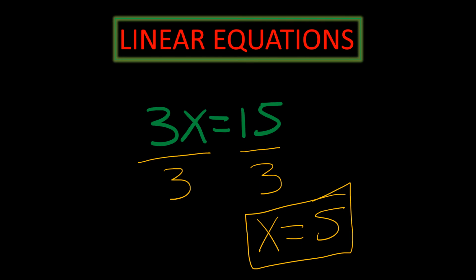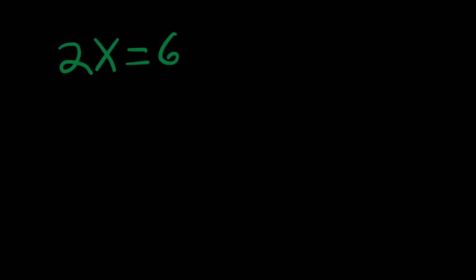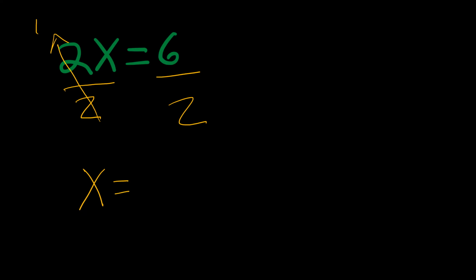Let's do some more problems. So now we have 2 times x equals 6. Because 2 and x are multiplied together, I'm going to have to divide by 2. And if I divide this side by 2, I have to divide this side by 2. So 2 divided by 2, this is going to go to 1. So I'll just be left with x on this side, and then 6 divided by 2 is 3.